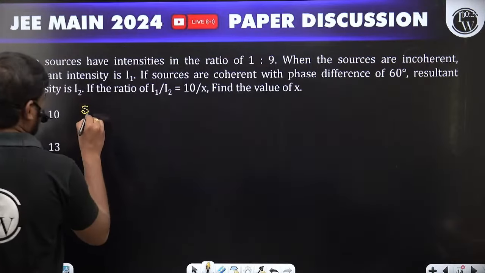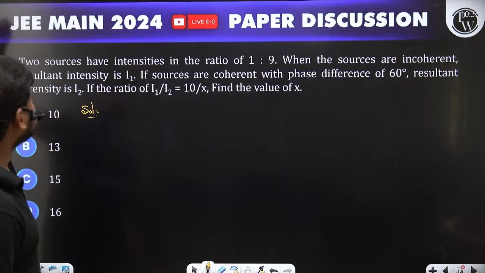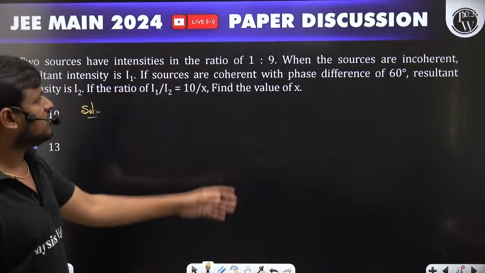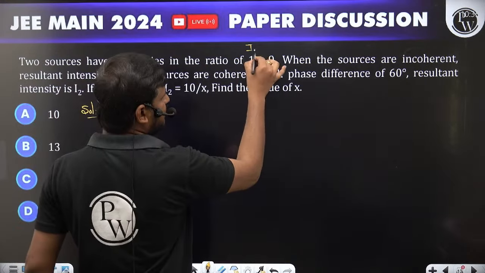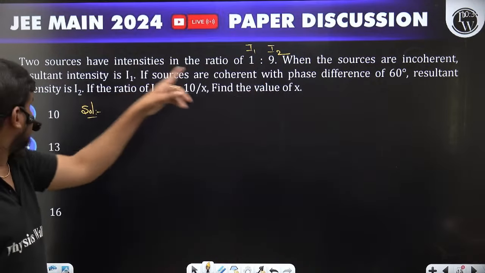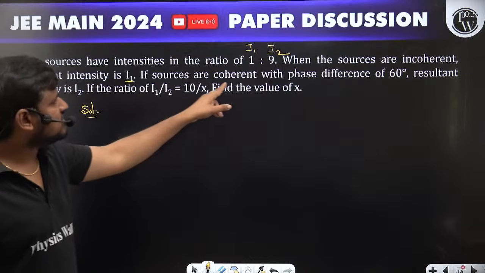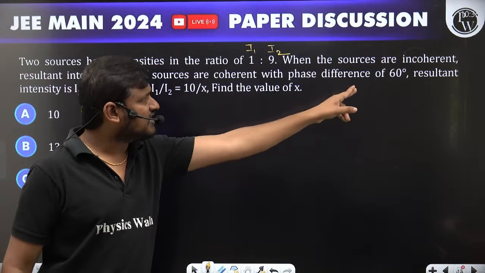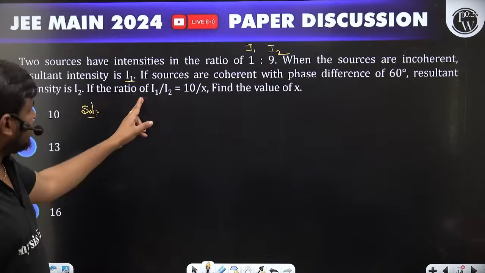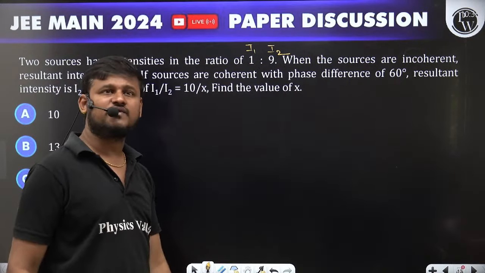So we have one more question. This is from wave optics. Two sources have intensities ratio 1:9. Let the intensity be I1 when the sources are incoherent, so the resultant intensity is I1. If the sources are coherent, with a phase difference of 60 degrees, the resultant intensity is I2. Then the ratio of I1 to I2 is given as something, and they are asking us to find the value of X.